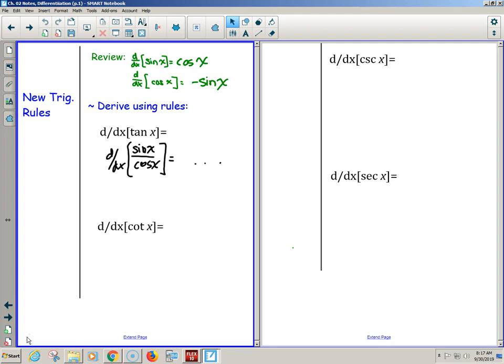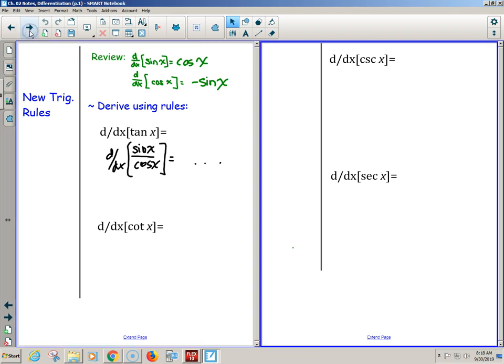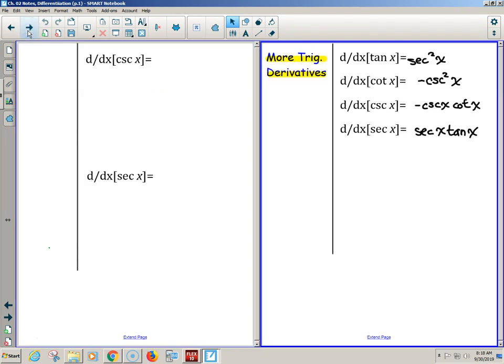Just curious. It wasn't a personality thing, although we could have had fun with that. But if we had a top over a bottom, what's the rule for the first derivative? Bottom D top minus top D bottom, over bottom squared. The bottom squared, is there any deriving going on? No.